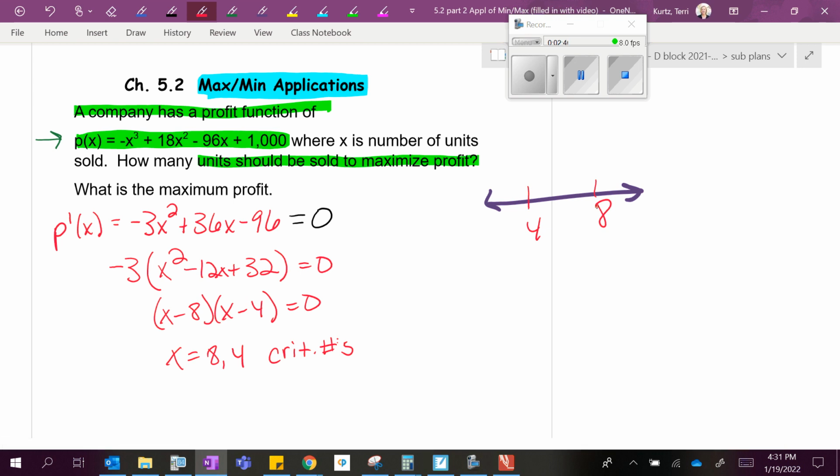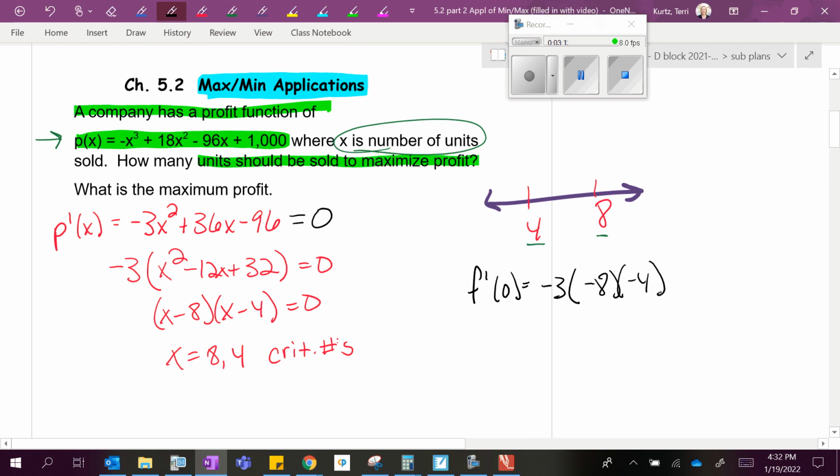So we want to determine increasing and decreasing on those intervals, right? And that will tell us which one of these x values, or number of units, will give us a maximum profit. So we choose a value in the first interval to plug in. Let's choose 0. Plugging 0 into our factored form gives us negative 8 times negative 4, times the negative 3, which gives us a negative number. So we know that our function is decreasing from negative infinity to 4.